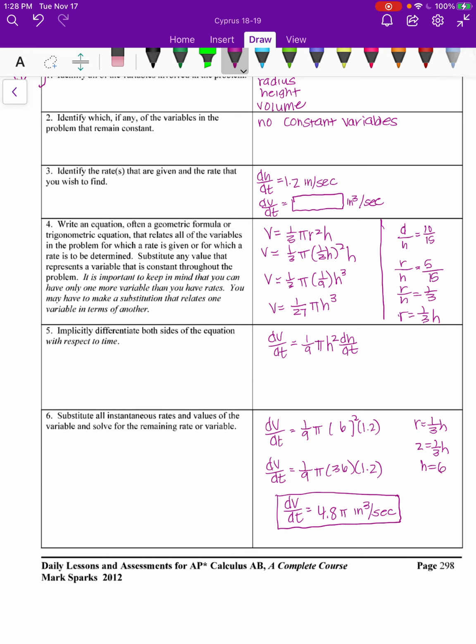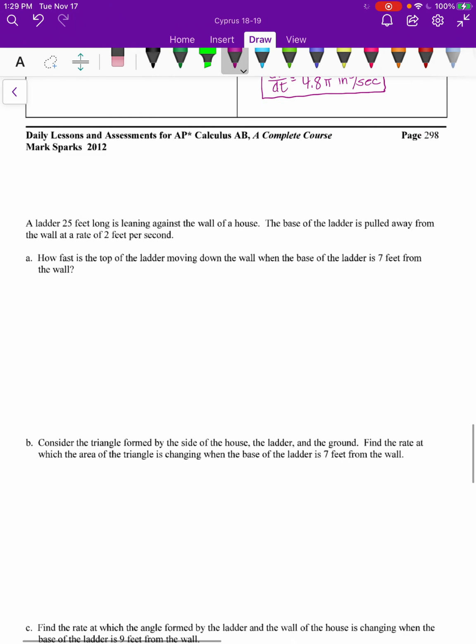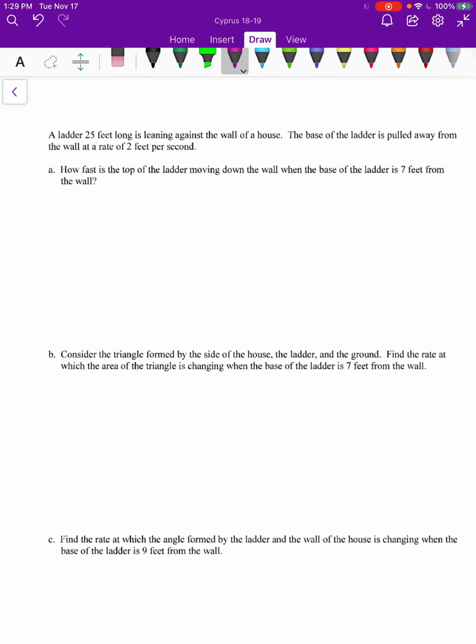So we had to do a little bit of manipulation here. That italicized part on number 4 says it is important to keep in mind that you can have only one more variable than you have rates. So in this case, when we had r, we had 2 more variables than we had rates. We only had dh dt. So you may have to make the substitution that relates one variable in terms of the other, which is exactly what we did with r and h.